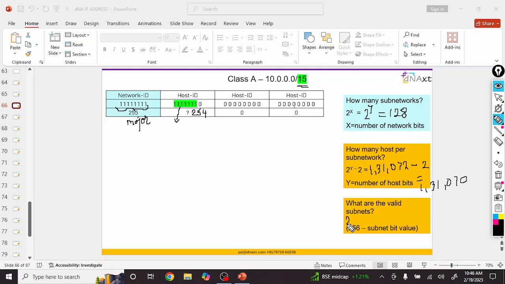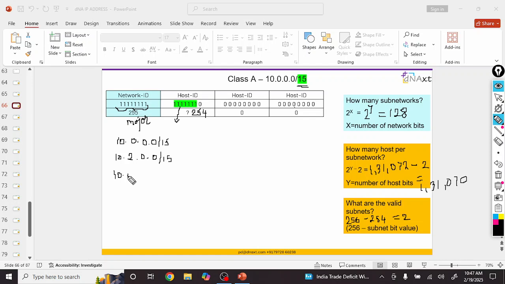What will be the increment? So 256 minus 254 is 2. So an increment of 2 will be there over here. So let's write down the networks. We will not be writing all 128 networks, but we'll be writing a few of them. 10.0.0.0 slash 15 is your first subnetwork. Then an increment of 2 in the second octet.